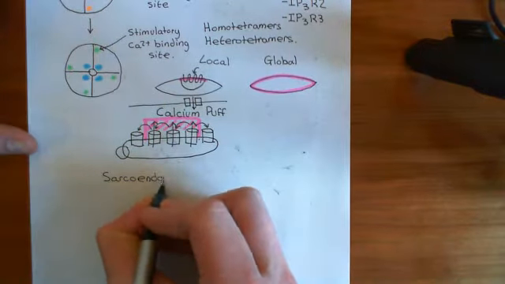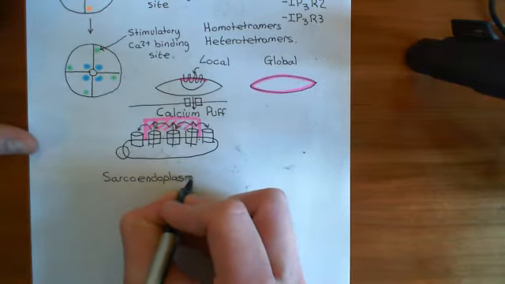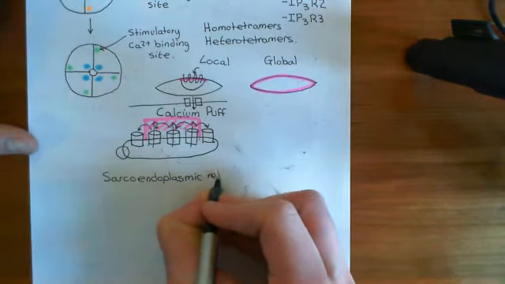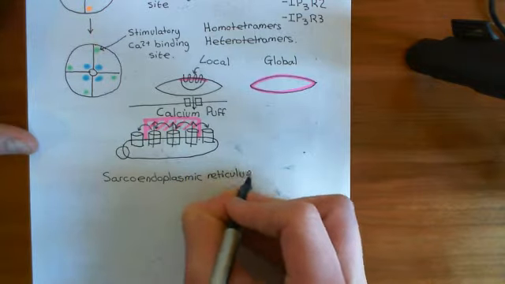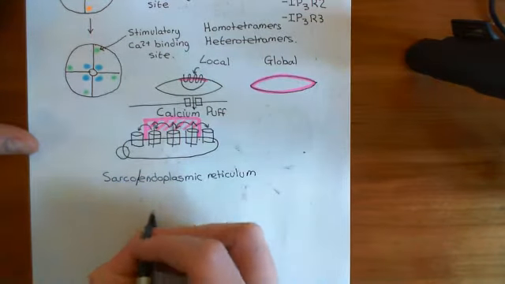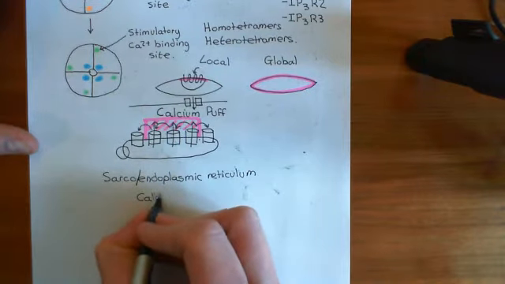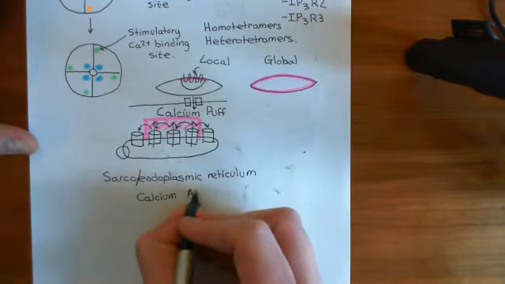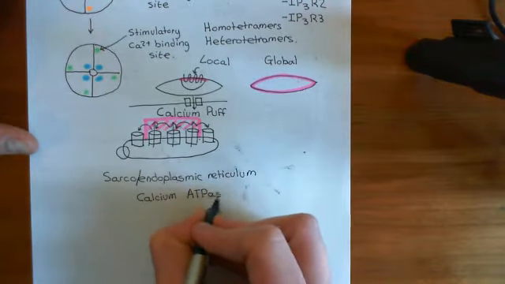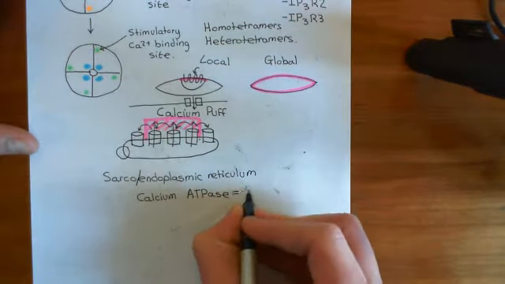sarco/endoplasmic reticulum calcium ATPase. Okay, and that should be a slash there. Sarco/endoplasmic reticulum, and then calcium ATPase. And for short, the sarco/endoplasmic reticulum calcium ATPase is abbreviated to SERCA. So S for sarco, E for endoplasmic, R for reticulum, C for calcium, and then A for ATPase. So SERCA. Okay, so I'll colour this in blue here.